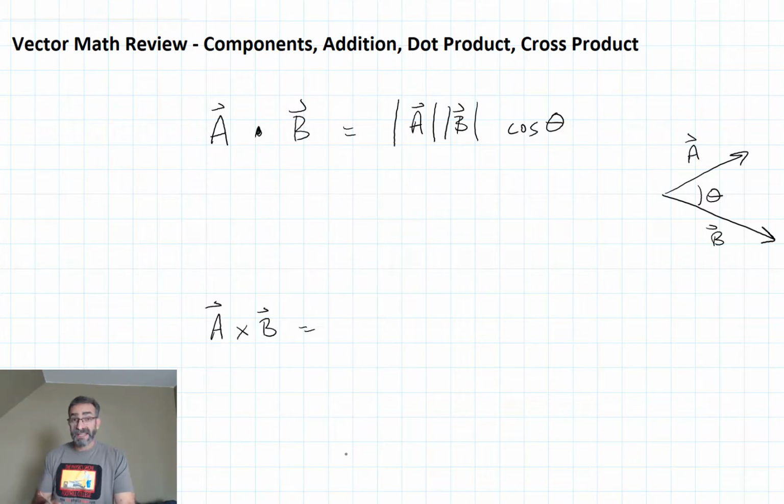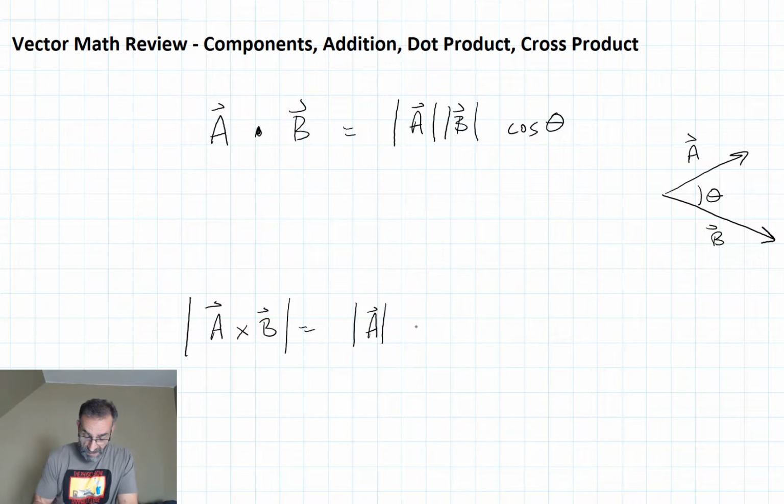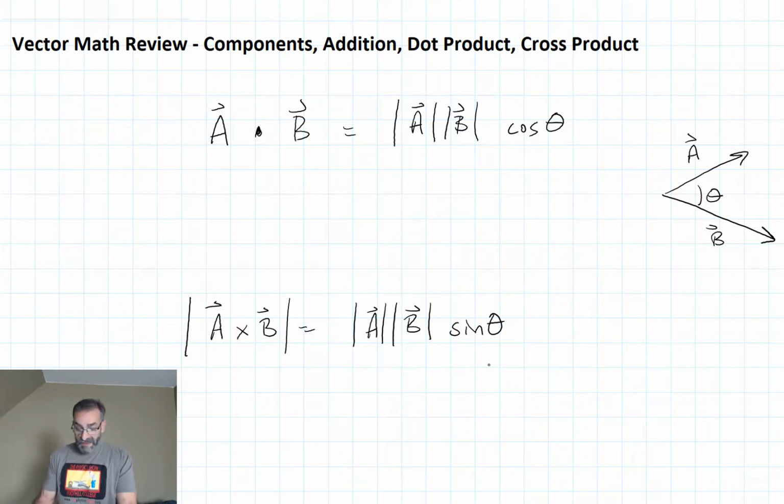The cross product takes two vectors and returns a vector. The magnitude of this would be the magnitude of A times the magnitude of B times the sine of the angle between them. And the direction is given by the right-hand rule. It's perpendicular to both A and B. So it's perpendicular to the plane defined by A and B. If these are my vectors A and B, the cross product would be perpendicular to the page. A cross B would give us a vector into the page.